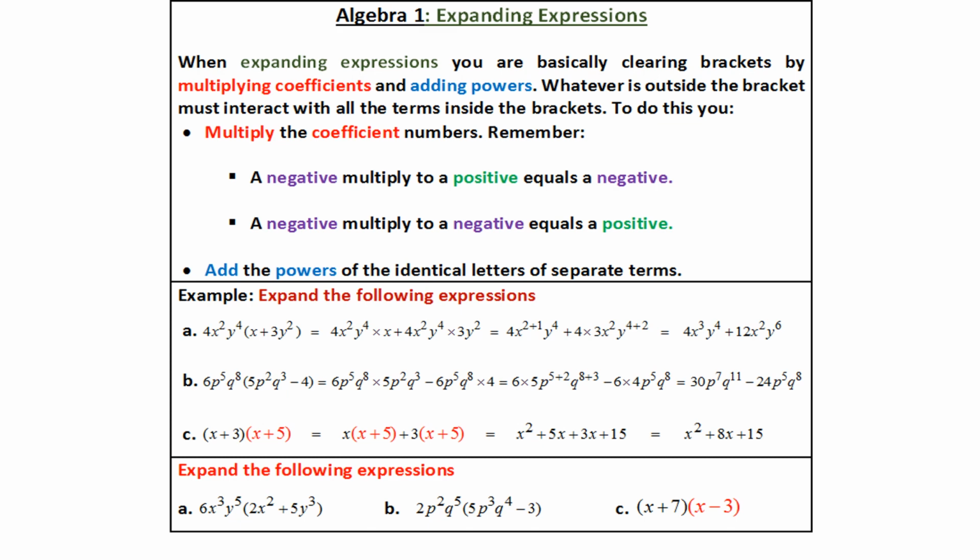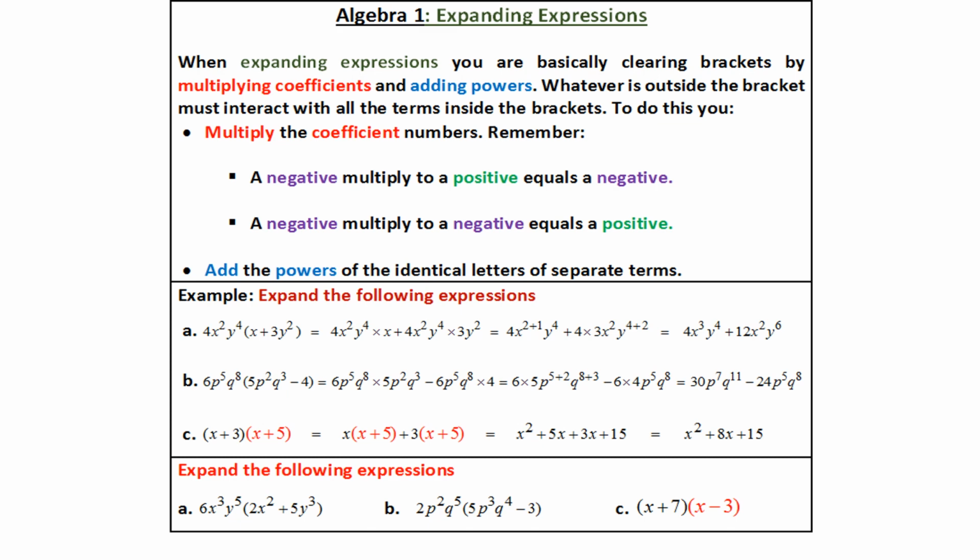So now when you're multiplying 6p to the 5 q to the 8 by 5p squared q to the 3, you have to say 6 times 5 will give you 30. You have to add the powers of p. 5 plus 2 will give you 7, and you have to add the powers of q. 3 plus 8 will give you 11. Alright, so that is when you're multiplying 6p to the 5 q to the 8 by 5p squared q to the 3.